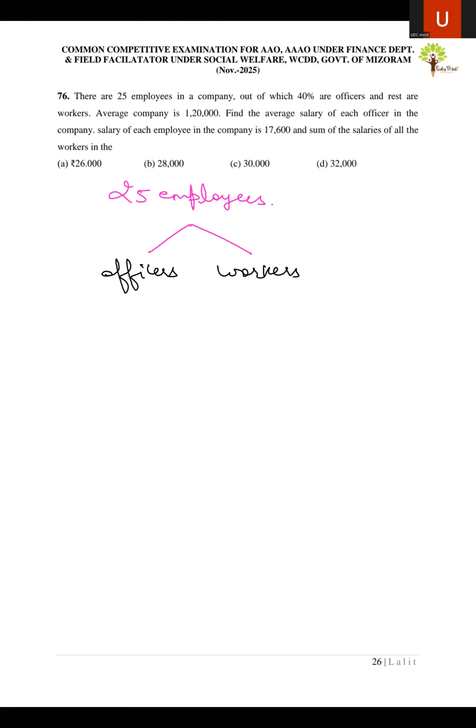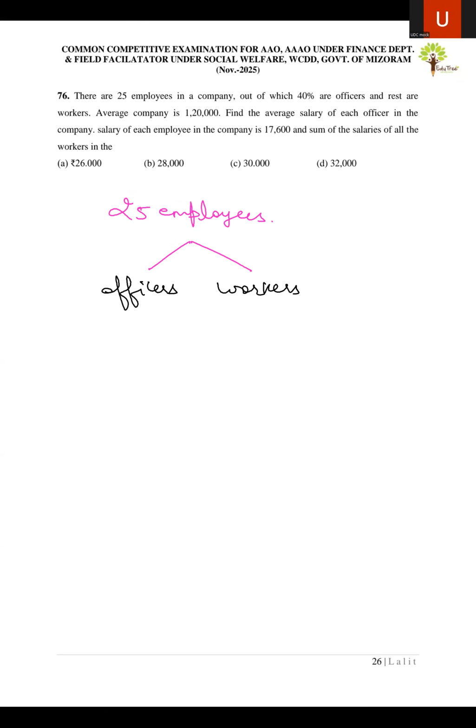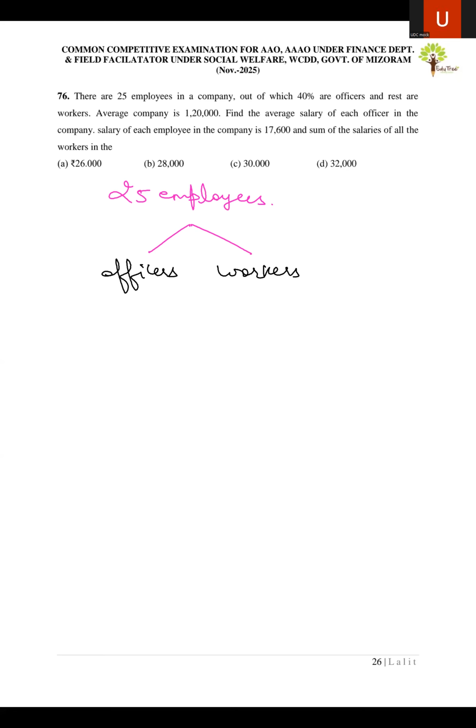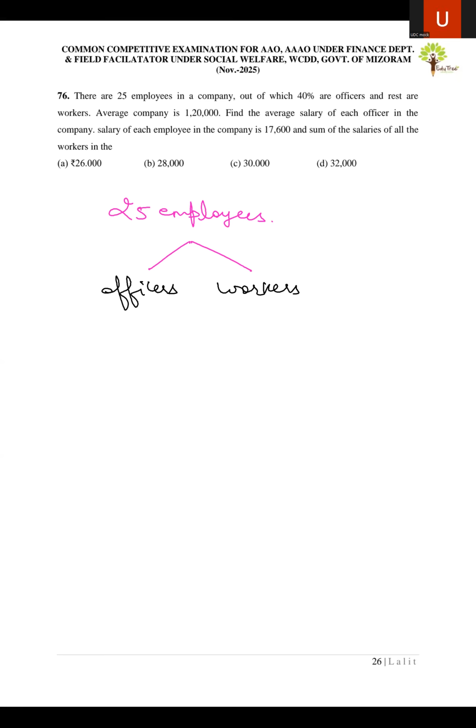I think there is something missing in this question. It is given that 40% are officers and the rest are workers, so 60% are workers. So what I can do is find the ratios. This is 2 is to 3. All right, this is the ratio of officers and workers.